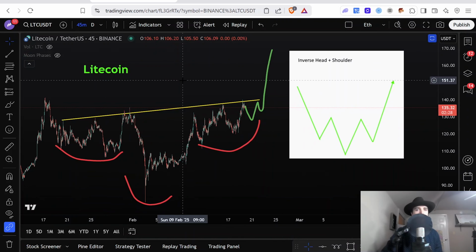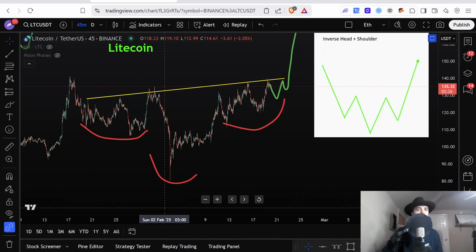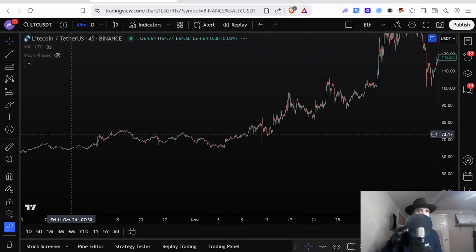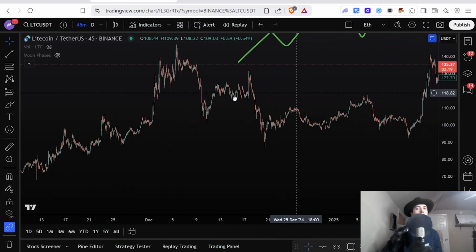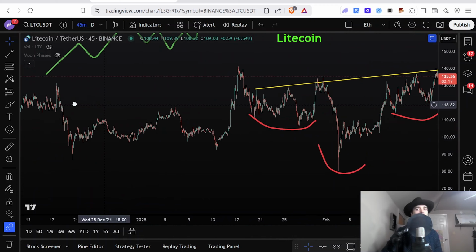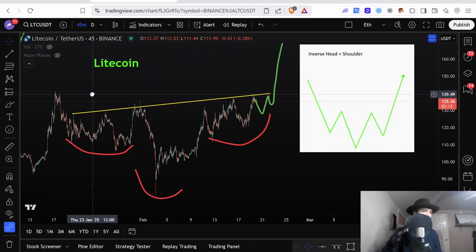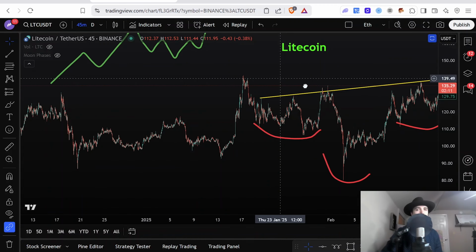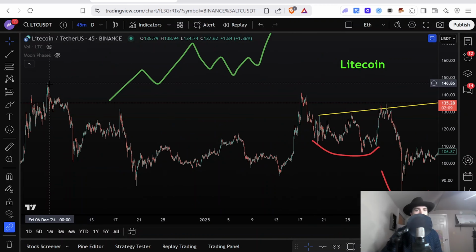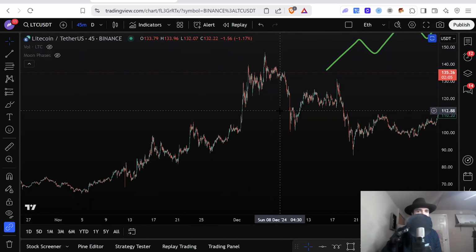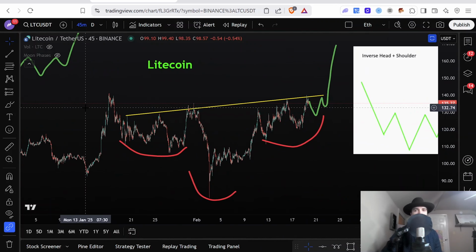Now here with Litecoin, this is a bit of an already established trend because we have been going up on Litecoin for quite some time now, but we did have a bit of a correction over here. So it's kind of almost both. It's kind of like a continuation pattern and a reversal pattern because it's forming at the bottom of this short-term correction that we started up here, but it's inside of a bigger uptrend that we just started. So it's kind of both here for Litecoin.